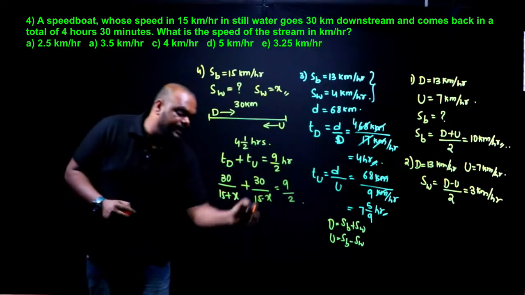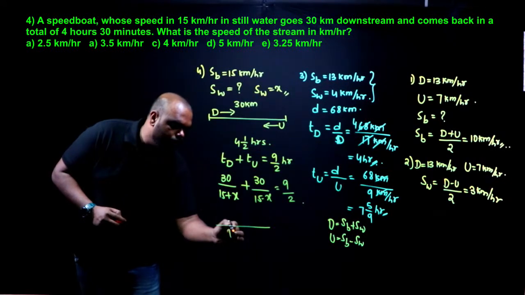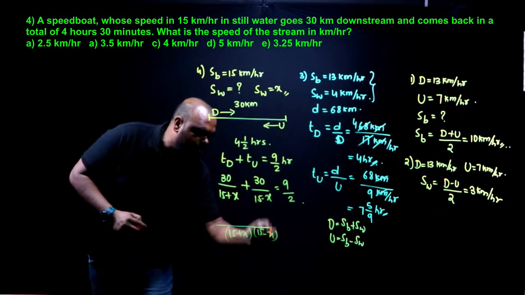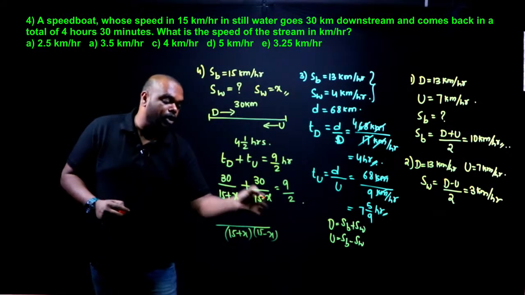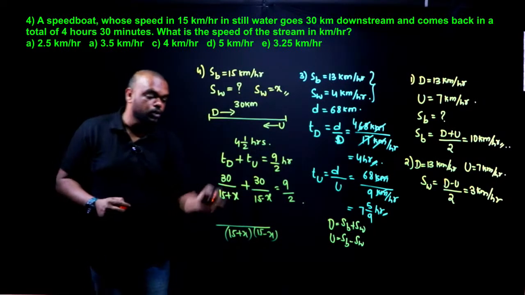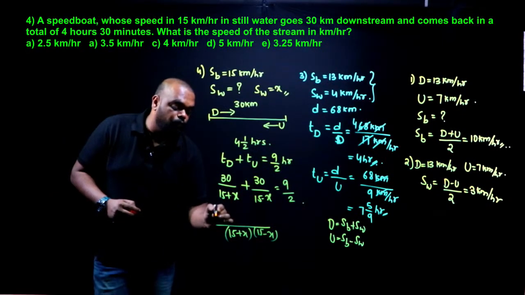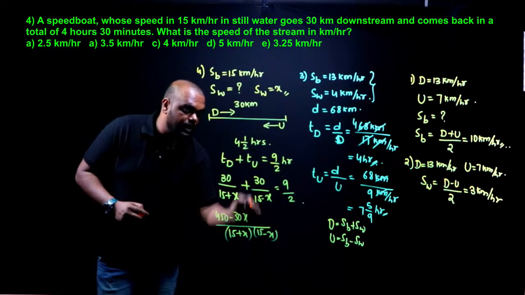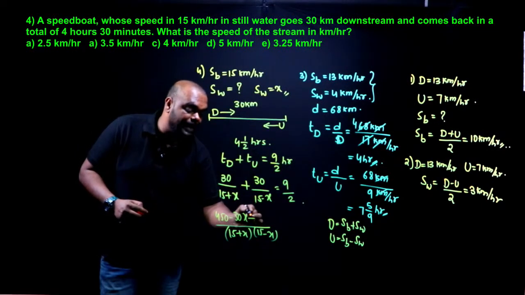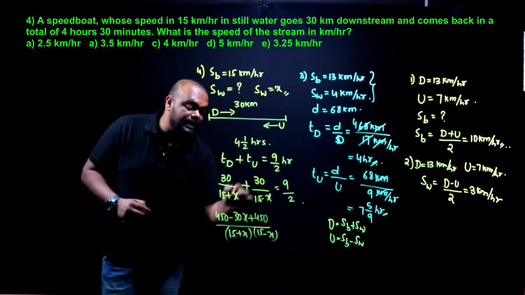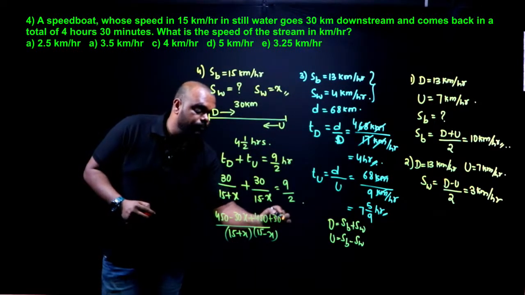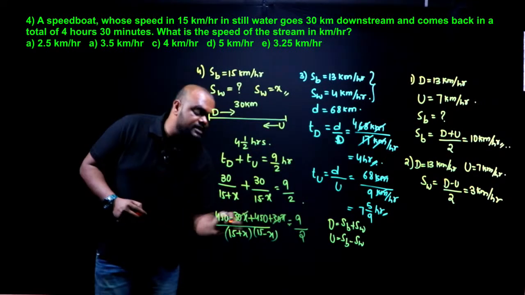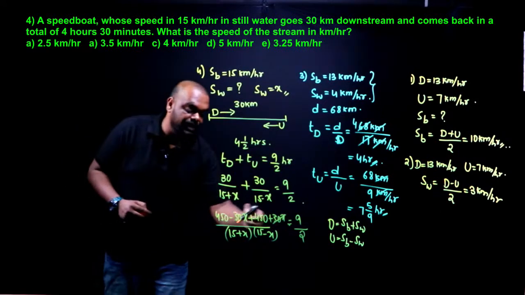Now, if we solve this, in the denominator we will get (15 plus x) into (15 minus x). Numerator: we cross multiply. 30 into 15 is 450. 30 into minus x is minus 30x. 30 into 15 is again 450. 30 into plus x is plus 30x. That equals altogether 9/2. Plus 30x minus 30x got cancelled. What do we have here? 900.